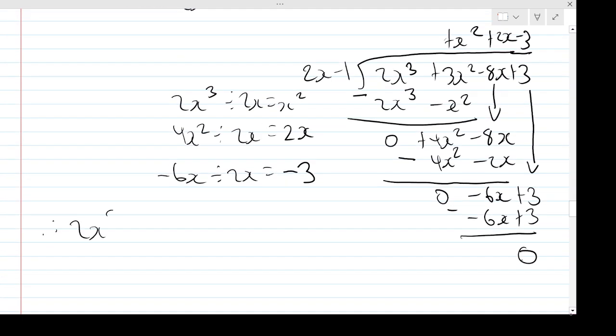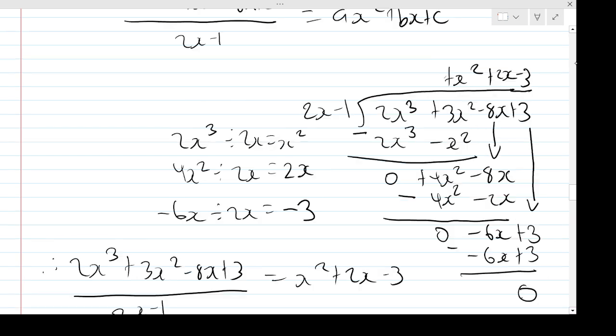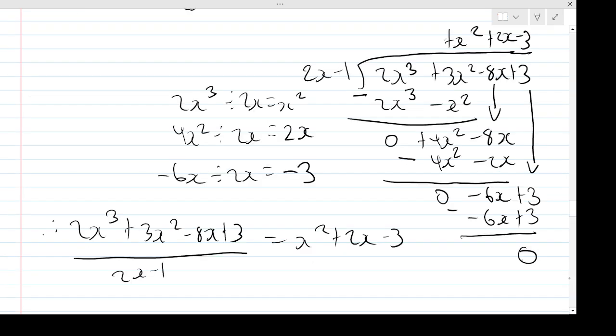Okay. Therefore, my 2x cubed plus 3x squared minus 8x plus 3 over 2x minus 1 gets me the quotient part, x squared plus 2x minus 3, and then there's a remainder of 0, so I don't add anything on. So it's purely x squared plus 2x minus 3. Well, there we are then, because we said that this equals this quadratic part.